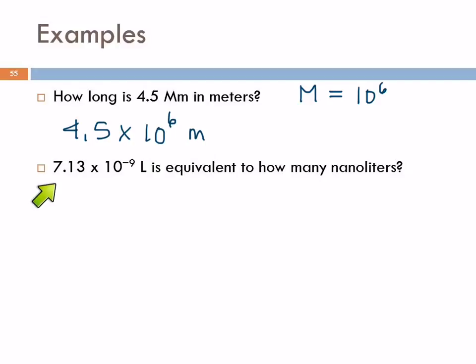If we have a volume of 7.13 times 10 to the minus 9 liters, what would the equivalent be in nanoliters? What does nano mean? 10 to the minus 9. I find that one easy to remember because nano and 9 are similar. Nano means 10 to the minus 9. So instead of this 10 to the minus 9, I can write the prefix nano. So this would be 7.13 nanoliters. Any questions?